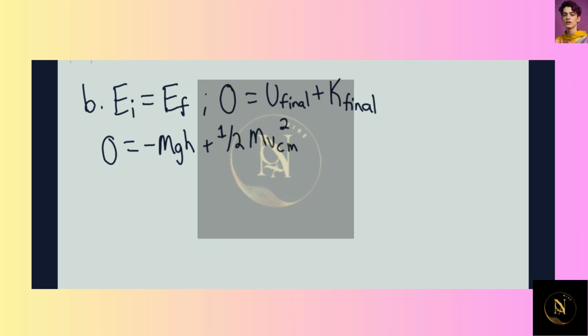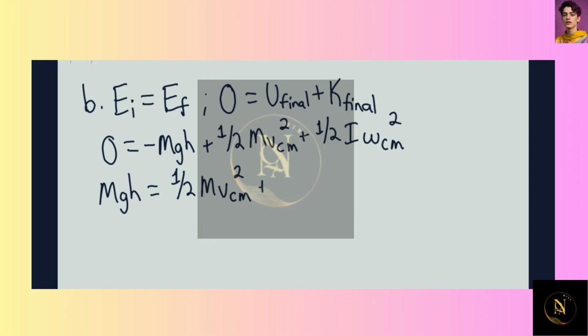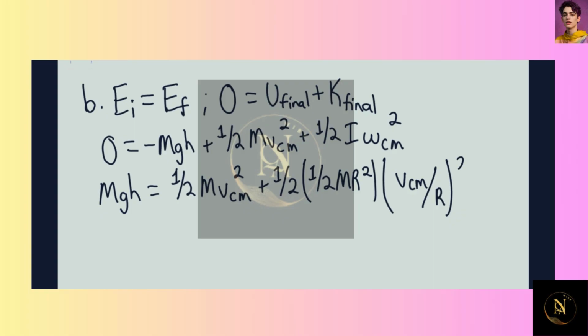And we can say that 0 equals negative mgh plus 1/2 times the mass times the velocity of the center of mass squared plus 1/2 times the moment of inertia of the yo-yo times omega squared. So we can say mgh equals 1/2 times the mass times the velocity of the center of mass squared plus 1/2 times the moment of inertia of the yo-yo, so 1/2 mr squared, multiplied by the velocity of the center of mass divided by r squared.